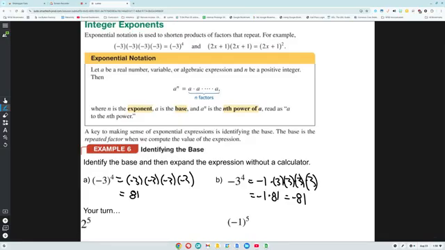What I'm going to ask you guys to do right now is take a quick pause and try these other two. I'm going to ask you to expand these exponential expressions.